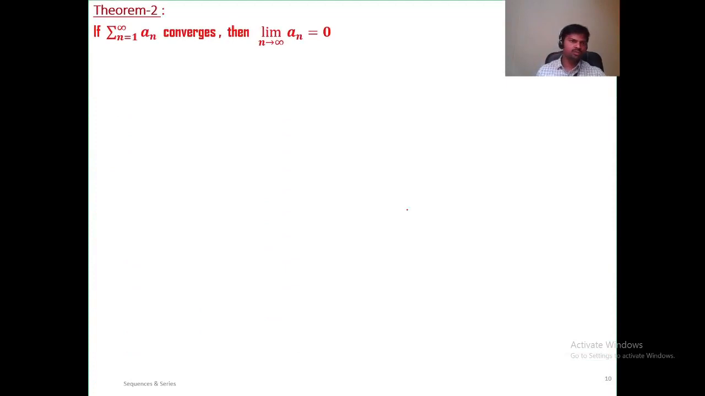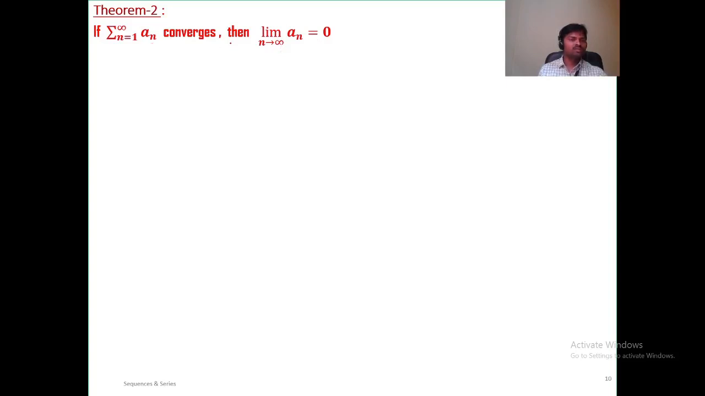Theorem number 2, continuation. Theorem number 1 we did in the last class, that is geometric series theorem. Now theorem number 2. If the series AN converges, listen carefully, then nth term goes to 0. Limit n tends to infinity, AN will be 0. Don't think about converse. If limit n tends to infinity, AN is equal to 0, it doesn't mean that series converges. I am not saying that. If series converges, then only nth term goes to 0. It is not an if and only if statement.